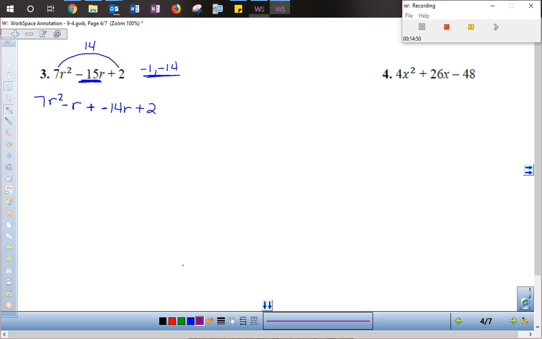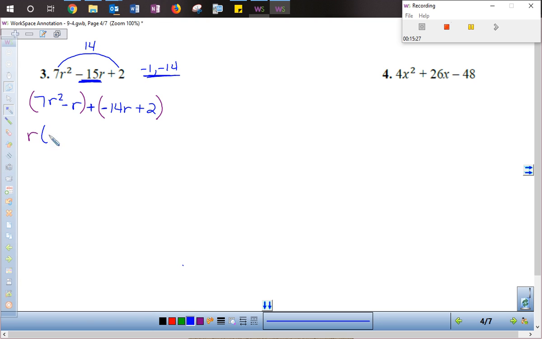Now we can go through and group. So 7r squared minus r, and then a negative 14r plus 2. The reason we want the plus negative 14r instead of minus 14r is because that gives me a plus sign in between my two binomials. Now again, guys, it has to be an addition sign, not subtraction, not multiplication. Now we can go through and take out the greatest common factor. So the greatest common factor between 7r squared and negative 1r is just going to be that r. There's no coefficient in common here.